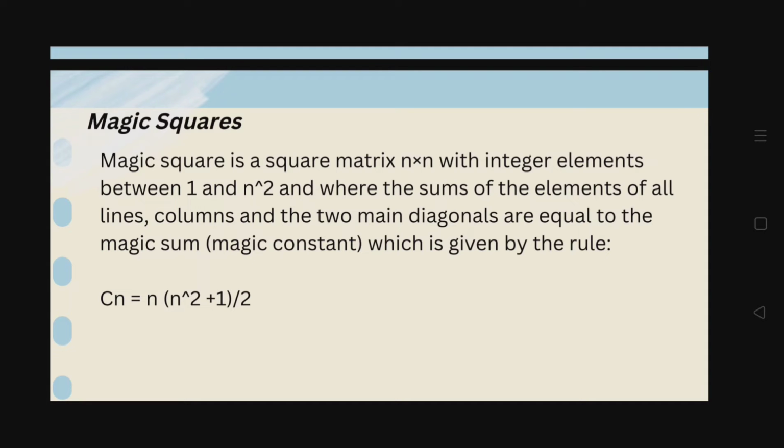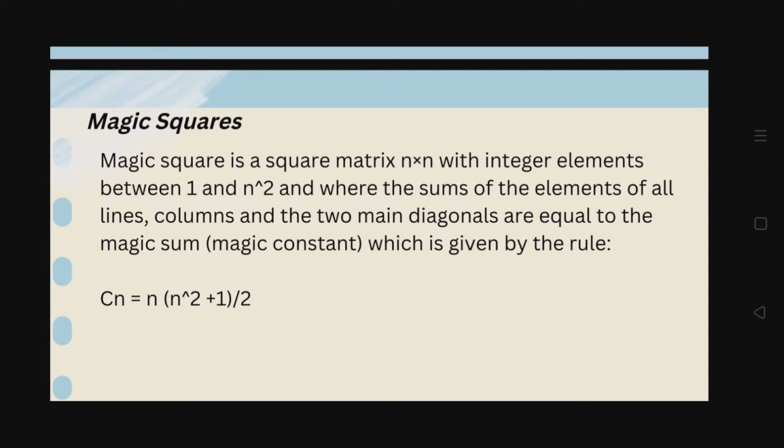n times n squared plus 1 over 2. The symbol C sub n denotes the magic sum or magic constant. Also, an order n magic square is an n by n matrix containing the numbers 1 to n squared, where each row, column, and main diagonal are equal to the same sum.